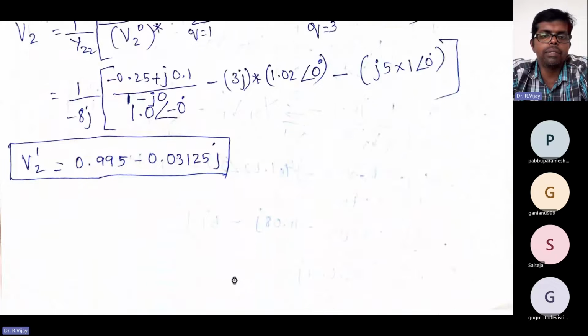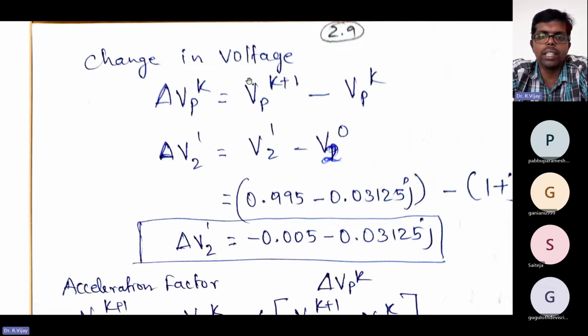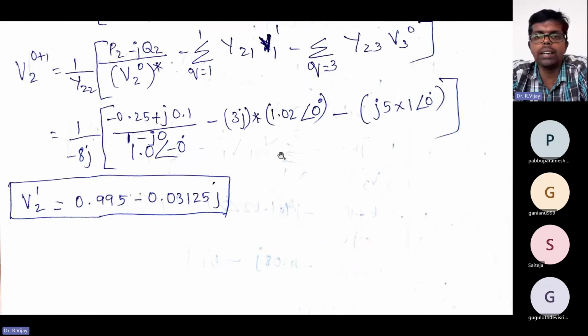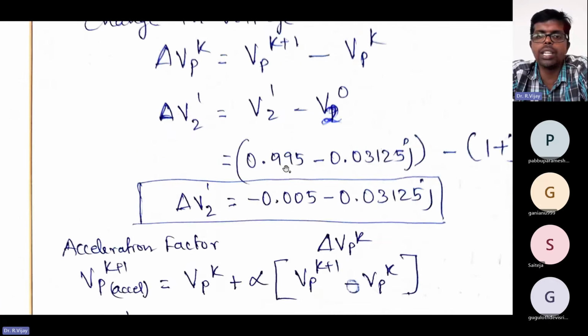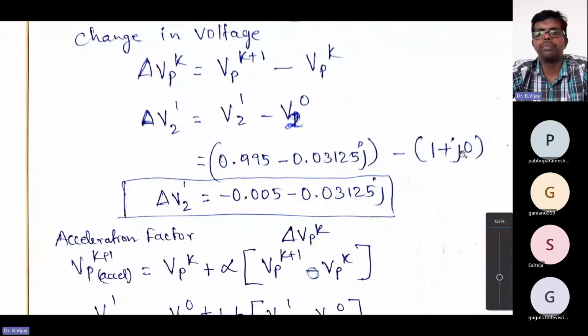Next, similarly, we need to calculate the change in the voltage, or new values. So the new value del Vp K is equal to Vp K plus 1 minus Vp K. Just substitute K is equal to 0 here. Del V2 dash is V2 1 minus V2 0. Here V2 1 we already calculated, so the same value you need to substitute here, minus V2 0. V2 0 we know, that is 1 plus J0.